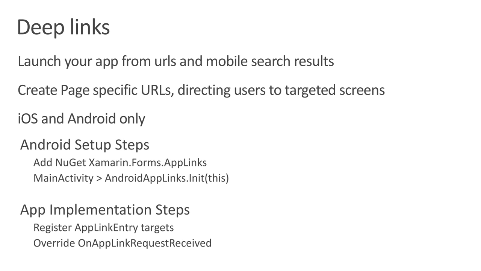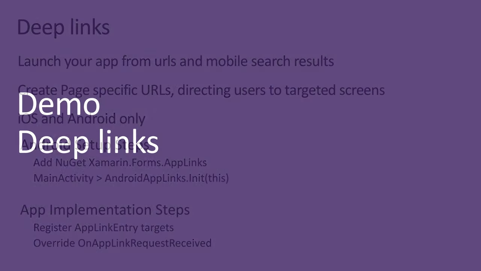our application. Essentially, we're going to register the app link entry targets. So an app link entry is a model representation of what that target is, and then we're going to override on app link request received, and that is how we're going to route those requests to the target. All right. Code demo time.